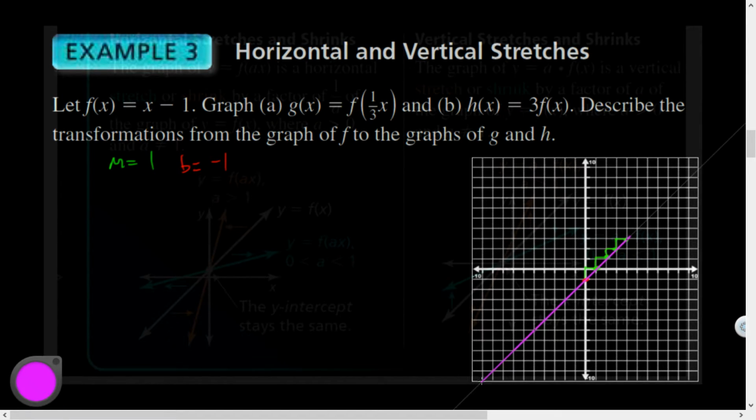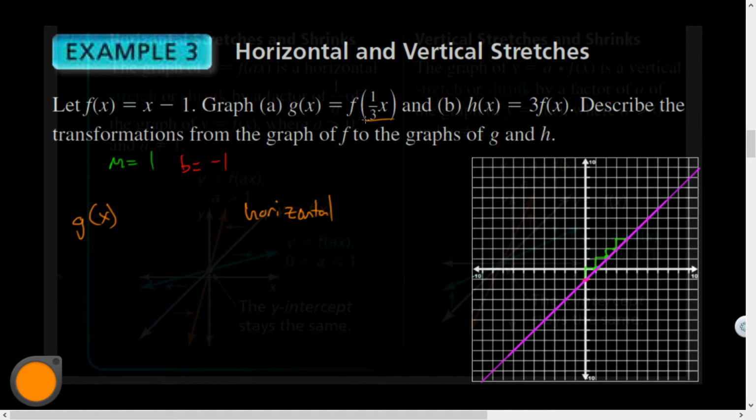So draw the line like so. So there's my original function. Let's graph its friend. This is multiplying the input by 1/3. So g of x, multiplying the x's, not the function, is going to be a horizontal transformation.